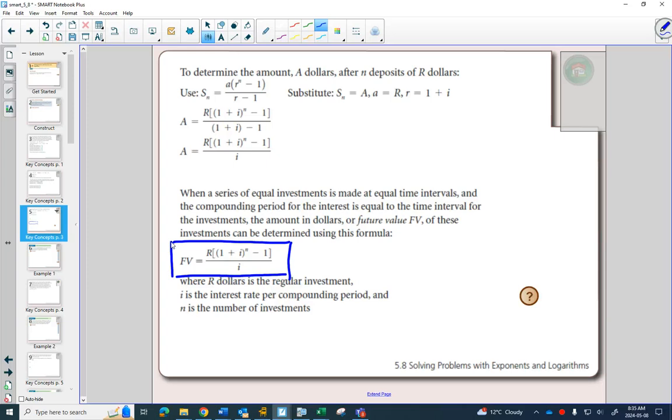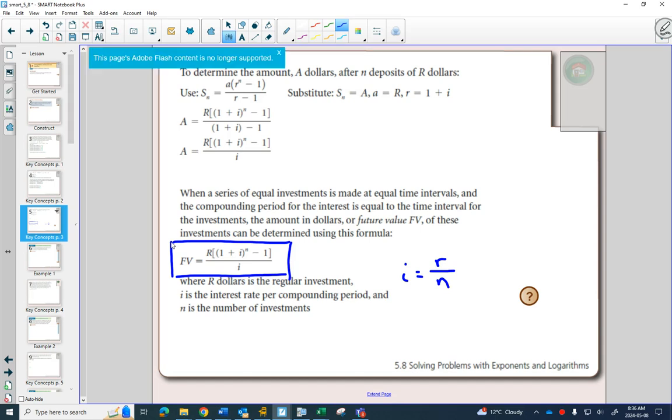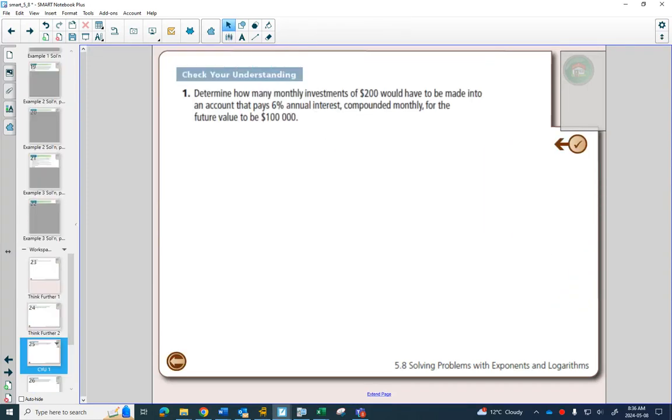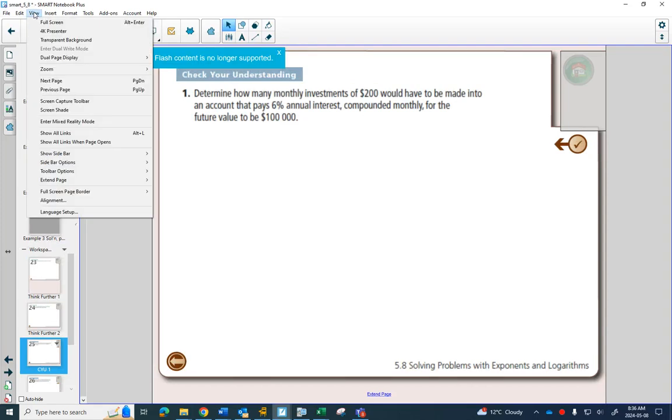R is what you're putting away every month. I is your interest rate per compounding period, so it's really the interest rate divided by n. And n is the number of compounding periods. Again, this formula would be given to you. It's a little bit more involved than the formula that we looked at yesterday. So we're going to see how we could solve this.